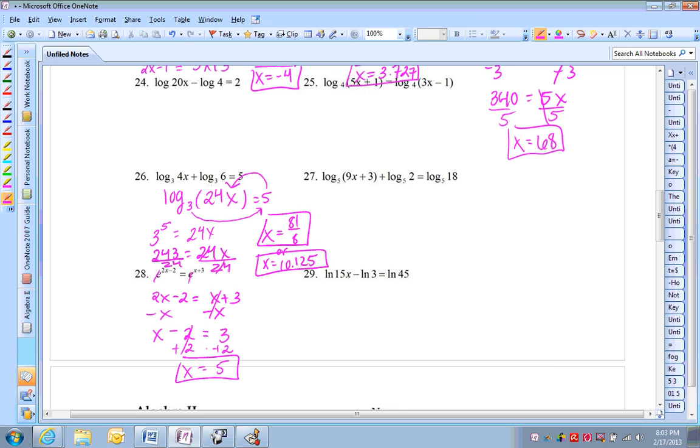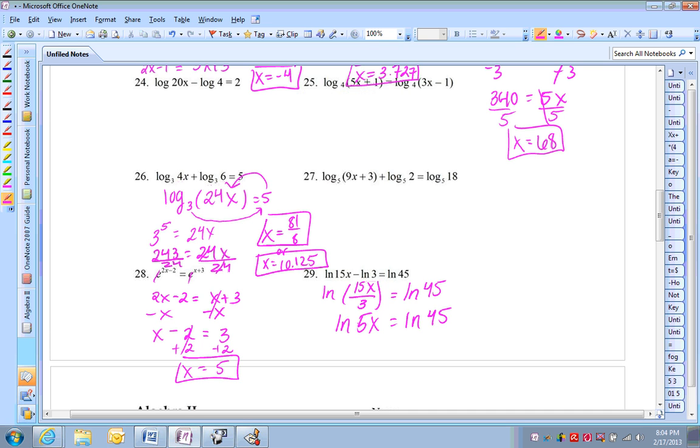Okay, problem 21 on y'all's sheet and 29 on mine. We're subtracting the natural log of 15x minus the natural log of 3 equals the natural log of 45. So, remember, natural log has the same properties as logarithms. Since we're subtracting two natural logs, we're going to divide the arguments. So this becomes ln of 15x divided by 3 equals ln of 45. So it's ln of 5x equals ln of 45.